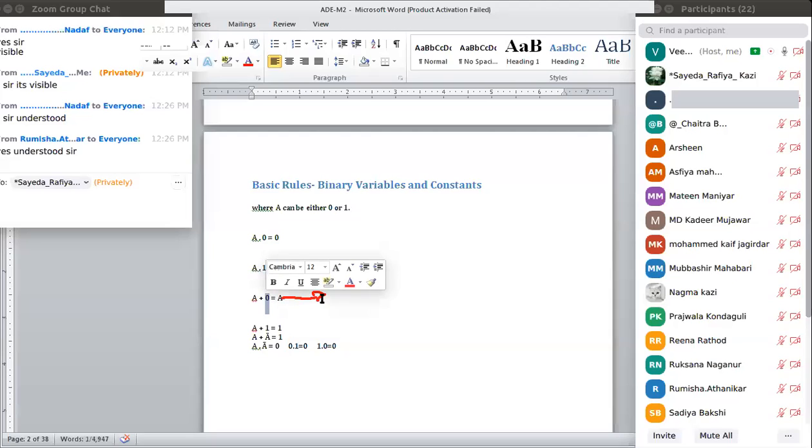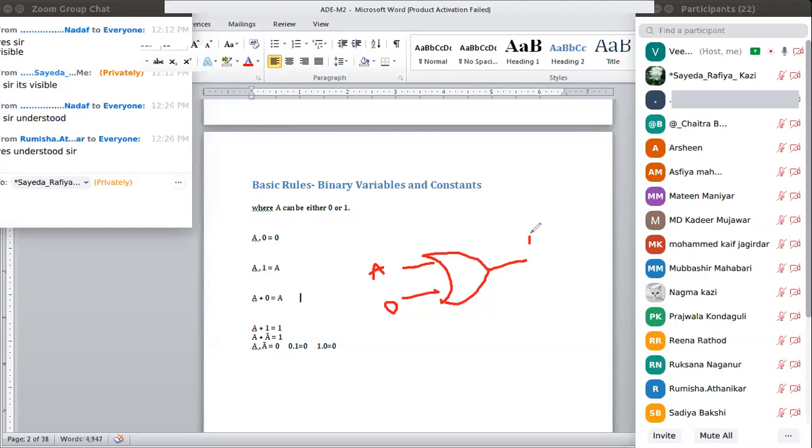Okay, so if we want to prove this also, it is quite easy. This is A, this is 0, and this is the OR function.